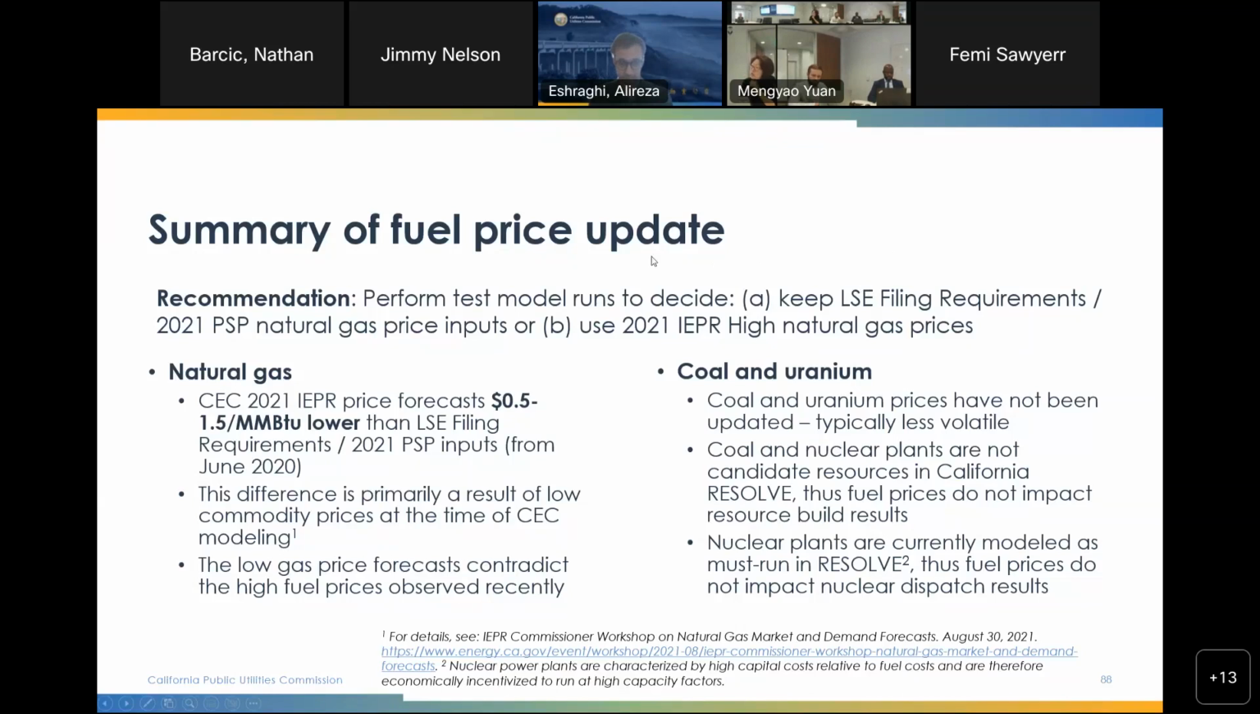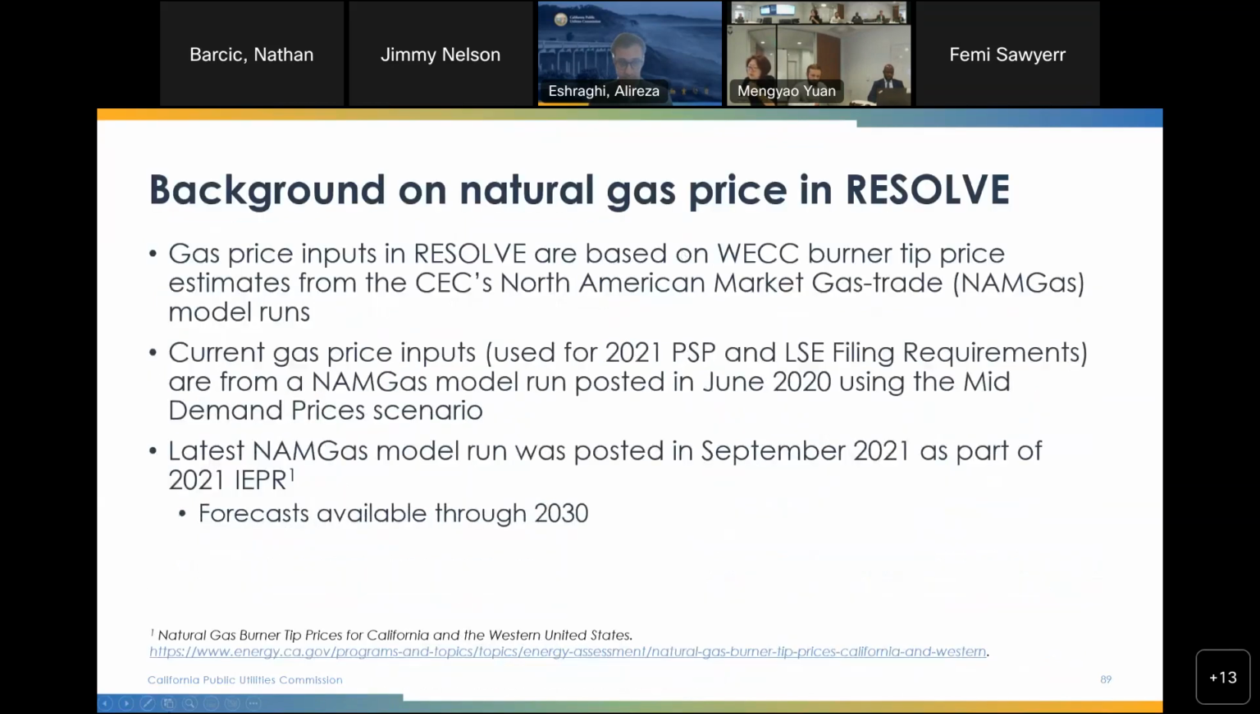I also wanted to give you some quick background, next slide, on the natural gas prices in RESOLVE. Currently, the natural gas price inputs in RESOLVE are based on the WECC burner tip price estimates from the CEC's NAM gas model runs. The current gas price inputs in RESOLVE, which again are used for the PSP and for the LSE filing requirements analysis, are from a CEC model run posted in June 2020.